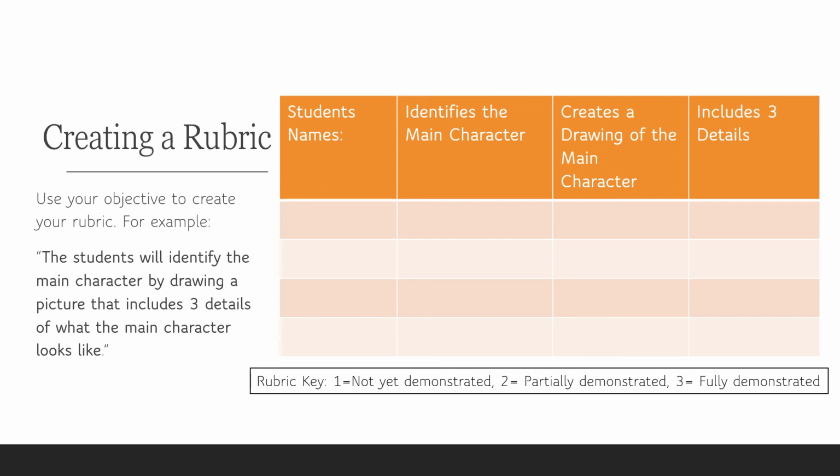You'll see the rubric key down at the bottom. So I'm going to put the student name there, and then I'm going to give them a score, a 1, a 2, or a 3, for how well they were able to do these 3 things. If they did it really well, they'll get a 3. If they did it partially, they'll get a 2. And if they are not yet able to do that, they'll get a 1. So that's the rubric, and we're going to be using that rubric to assess our students to see how well they learned what we were teaching them and what we're going to teach them next.